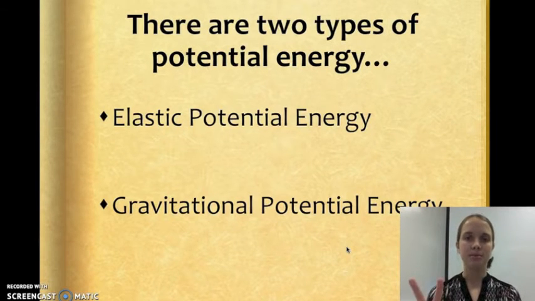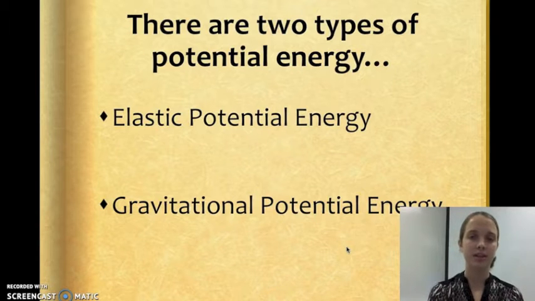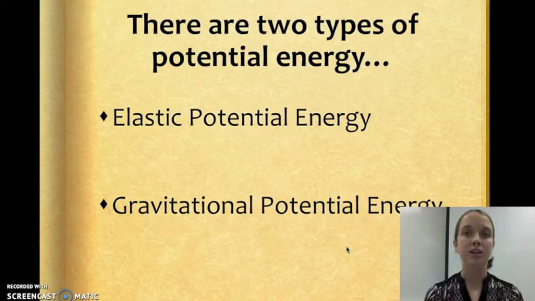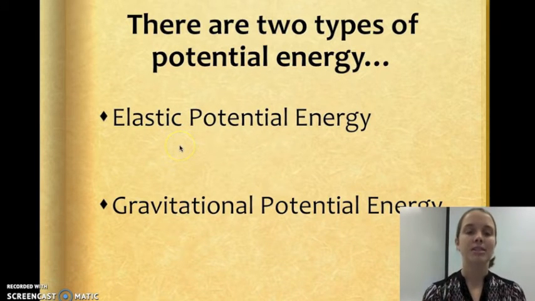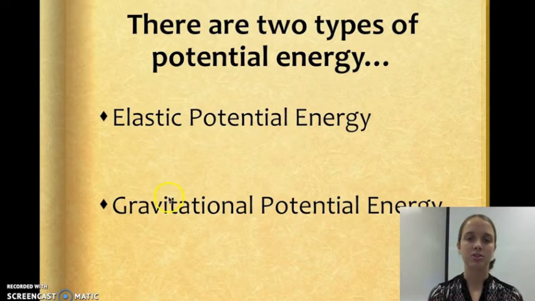All right, there's two types of potential energy. This right here is the new stuff. This is what you need to pay attention to. I know that you all know what kinetic energy and potential energy are. You need to know the two different types of potential energy, okay? They're pretty self-explanatory though. You have elastic potential energy and you have gravitational potential energy.